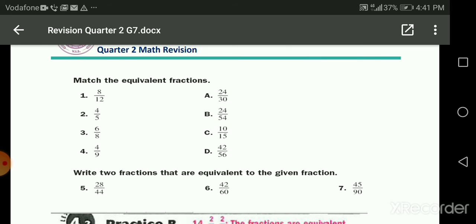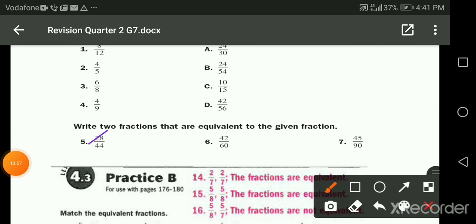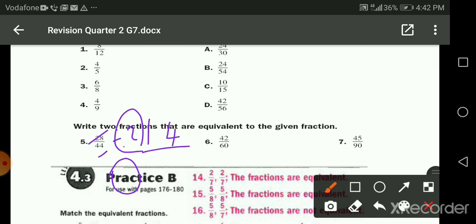Write two fractions that are equivalent to the given fractions. So what I'm doing here is simplifying them. Divided by what? Divided by 2. 28 divided by 2, 2 divided by 2, 1. 8 divided by 2 gives you 4. Over what? 44. What I do up in the numerator, I do for the denominator. Divided by 2 gives you here 22.